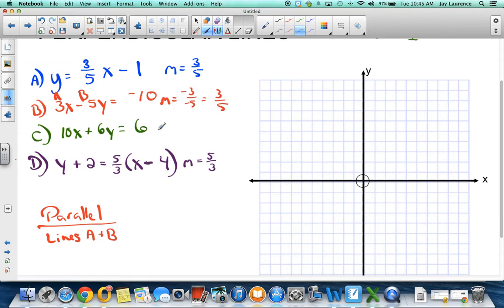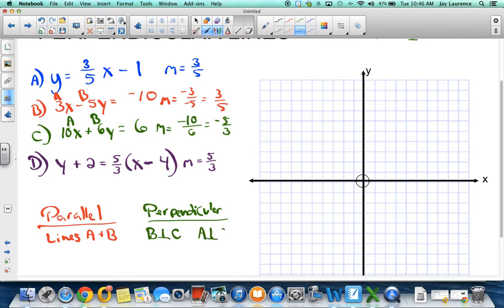Now let me use the same technique to find the slope of this one. Looks like A is 10, B is 6. So the negative of A is -10 over 6. And of course I'm going to simplify that, divide by 2, and -5/3. Ooh, it looks like for perpendicular, B is perpendicular to C, and line A is also perpendicular to C, right? Now, C and D don't have a relationship other than they intersect. That's it. No relationship. They're just friends.